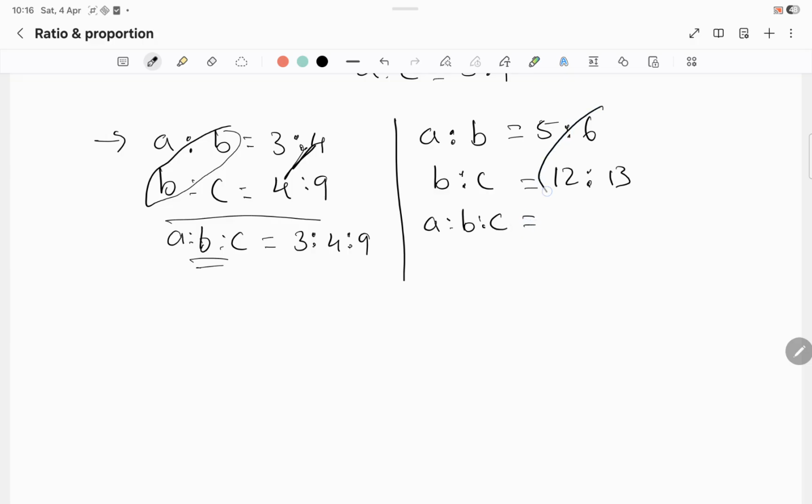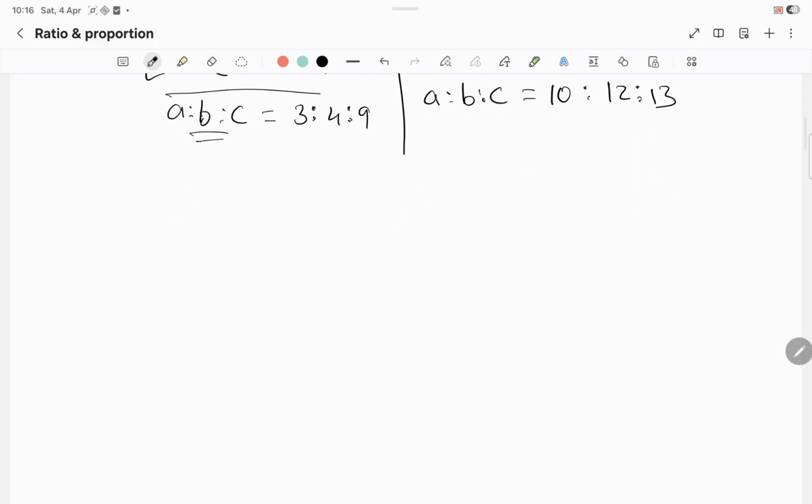If you notice that these both are not the same, but if it is 12 parts, this if you multiply just by 2, we can easily convert that. So 10:12:13 is our answer. But all the time it won't be.